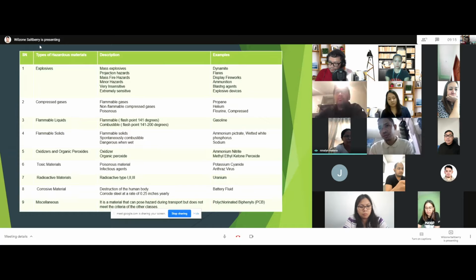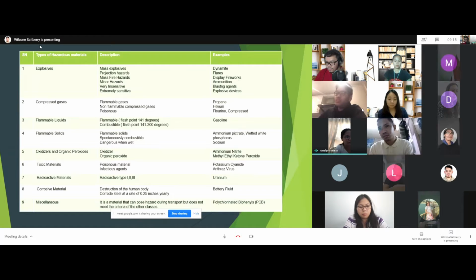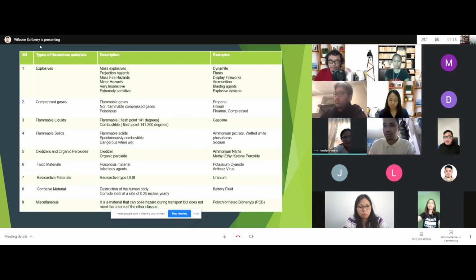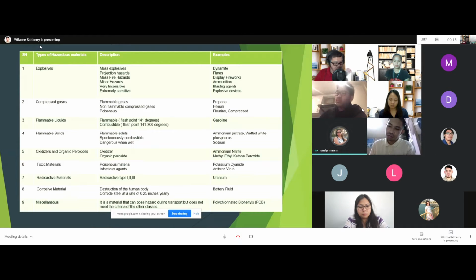Fourth is the flammable solids. Flammable solids, spontaneously combustible, dangerous when wet. Examples of these are ammonium nitrate, wetted white phosphorus, and others. Fifth, oxidizers and organic peroxides. Examples are ammonium nitrate and methyl ethyl ketone peroxide. Number six is the toxic materials, poisonous materials, and infectious agents. Examples are potassium cyanide and anthrax virus.